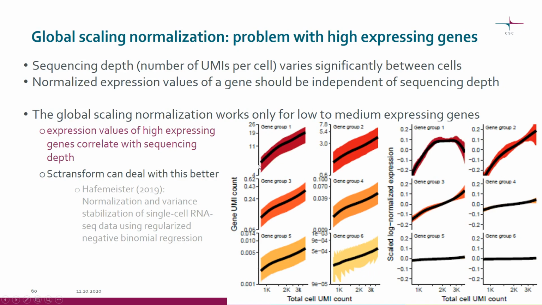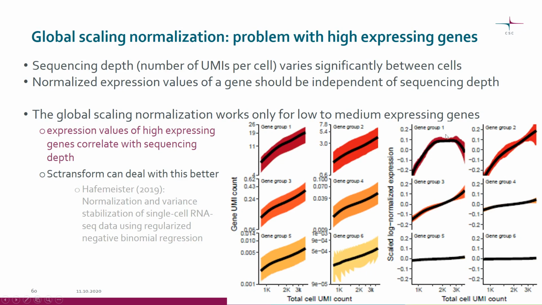So we can see that if we don't normalize, then the expression values for a gene go up as the total number of UMIs in a cell go up, which is what we would expect. And so what we want is we want to break this relationship. So we want to end up with a flat line like we have here. So these are now normalized values using the global scaling normalization, which I just explained. And we can see that it works quite nicely for these groups for low expressing genes.